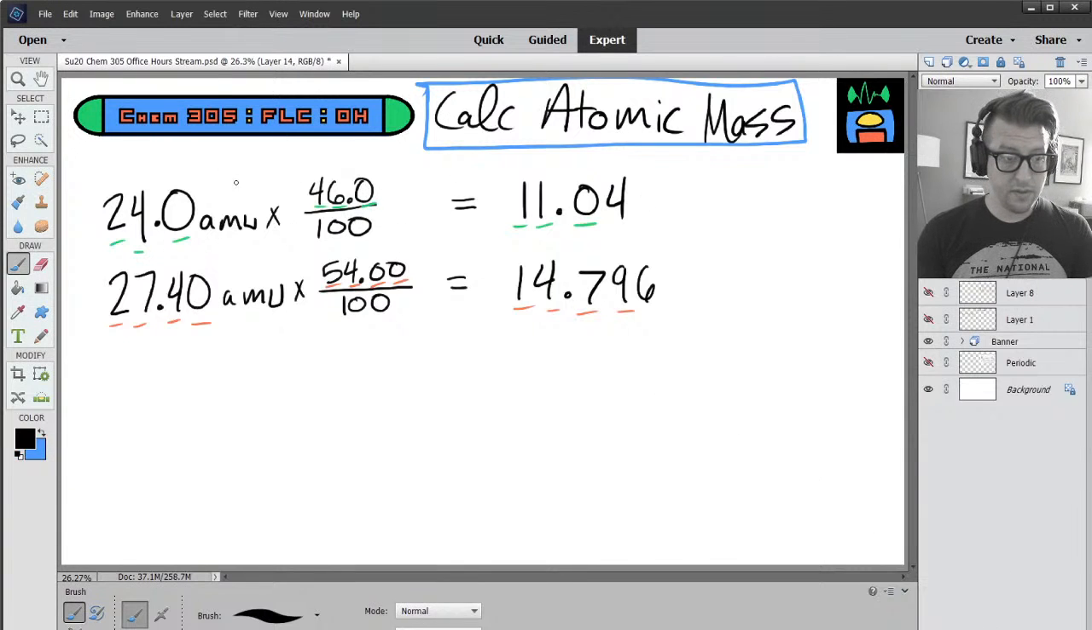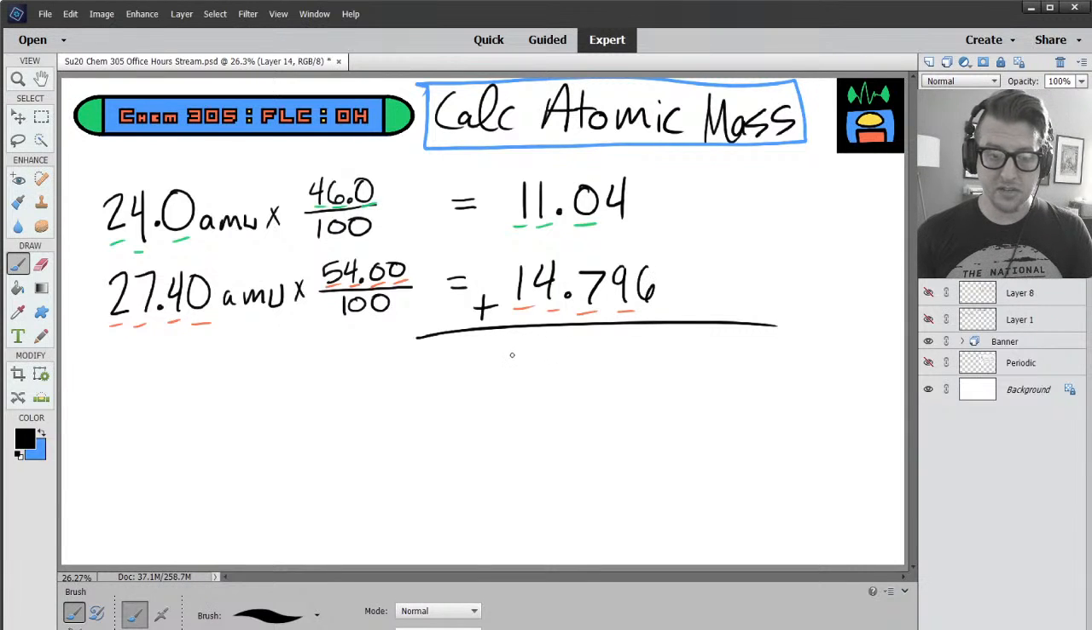Now that I've multiplied each isotopic mass by its percent abundance, I need to add these two together. So 14.796 plus 11.04 comes out to be 25.836.